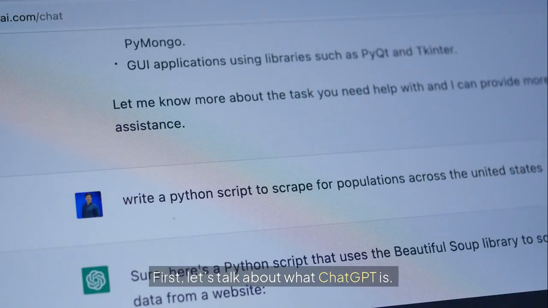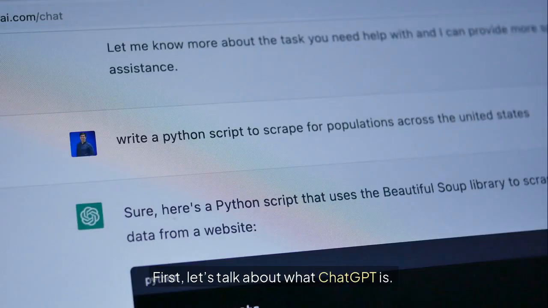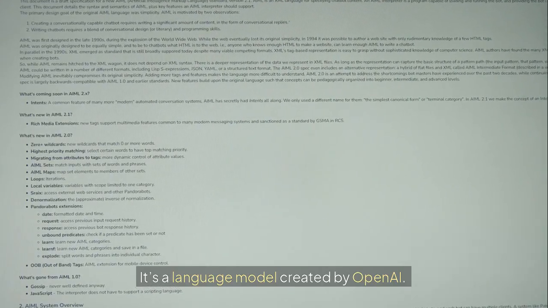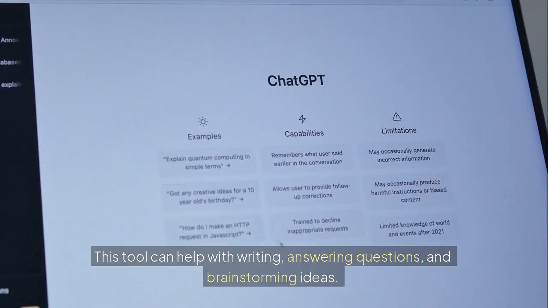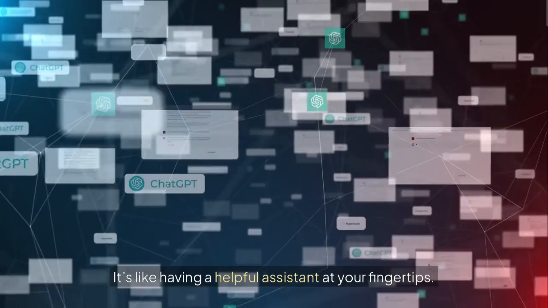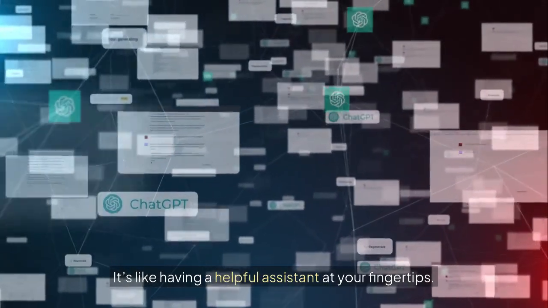First, let's talk about what ChatGPT is. It's a language model created by OpenAI. This tool can help with writing, answering questions, and brainstorming ideas. It's like having a helpful assistant at your fingertips.